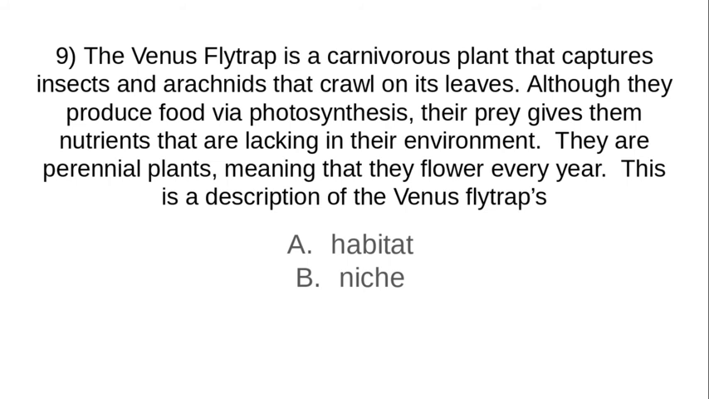Here, it's saying the Venus flytrap is a carnivorous plant that captures insects and arachnids that crawl on the leaves. Although they produce food via photosynthesis, their prey gives them nutrients that are lacking in the environment. They are perennial plants, meaning that they flower every year. This is a description of the Venus flytrap's habitat or niche. It's niche. The answer to 9 is B, niche.